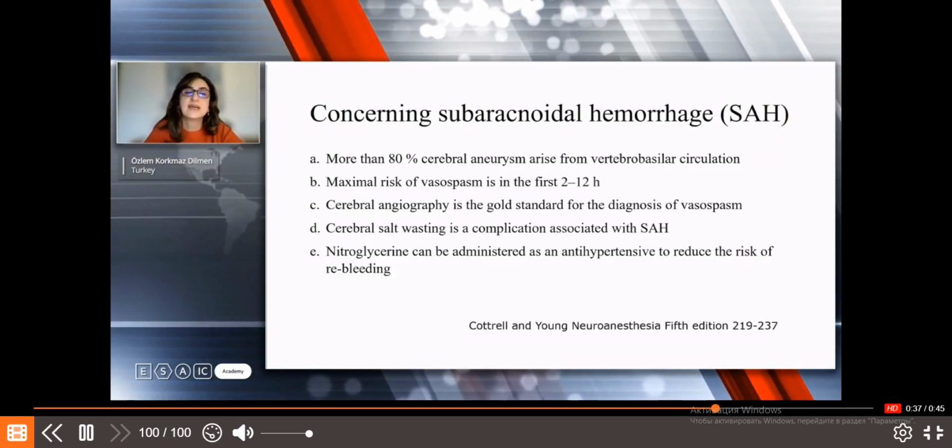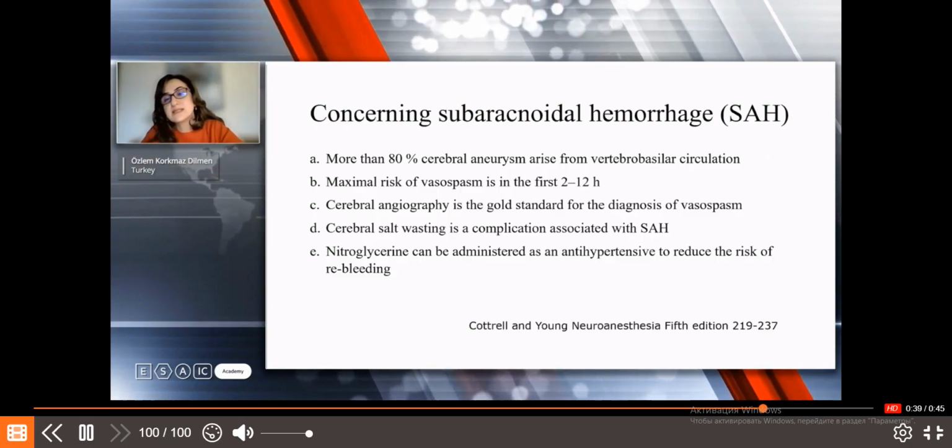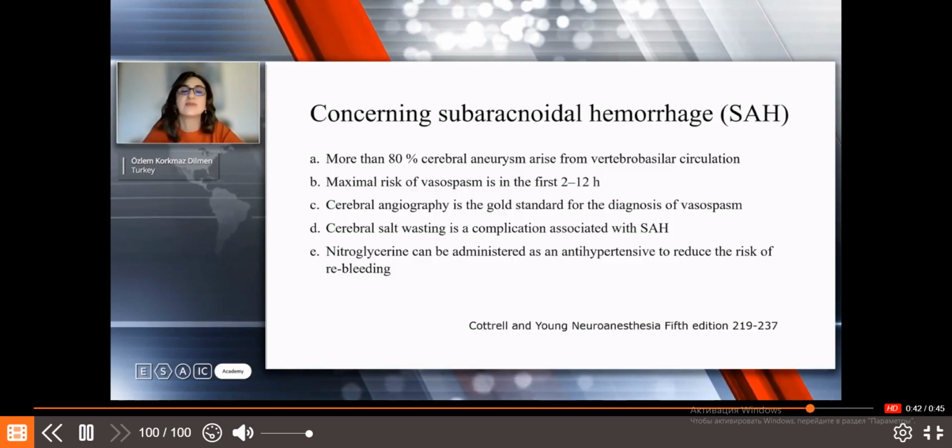And option E, nitroglycerin can be administered as an antihypertensive to reduce the risk of rebleeding.